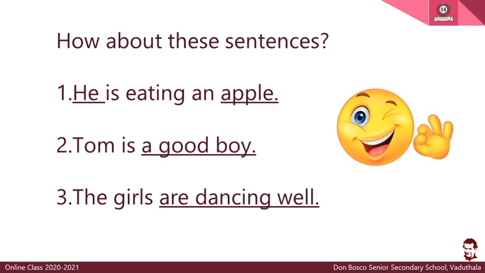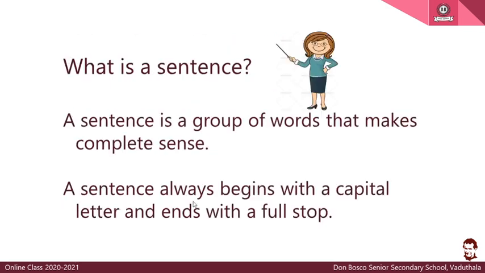So, what is a sentence? A sentence is a group of words that makes complete sense. We must be able to understand. When you write, another person must be able to understand. When you speak, the other person must be able to understand. A simple group of words will not make a sentence, but there should be some complete sense. Then only the other person will understand.